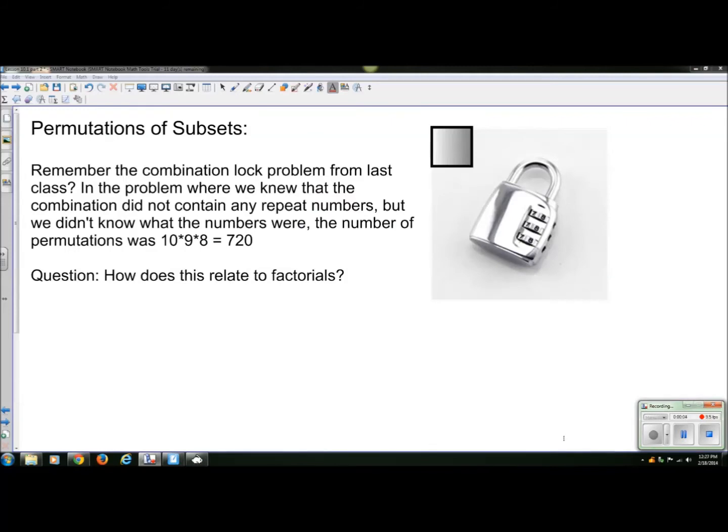Last time in class, we looked at the problem of this combination lock that I have, and the combination, I've totally forgotten what it was.